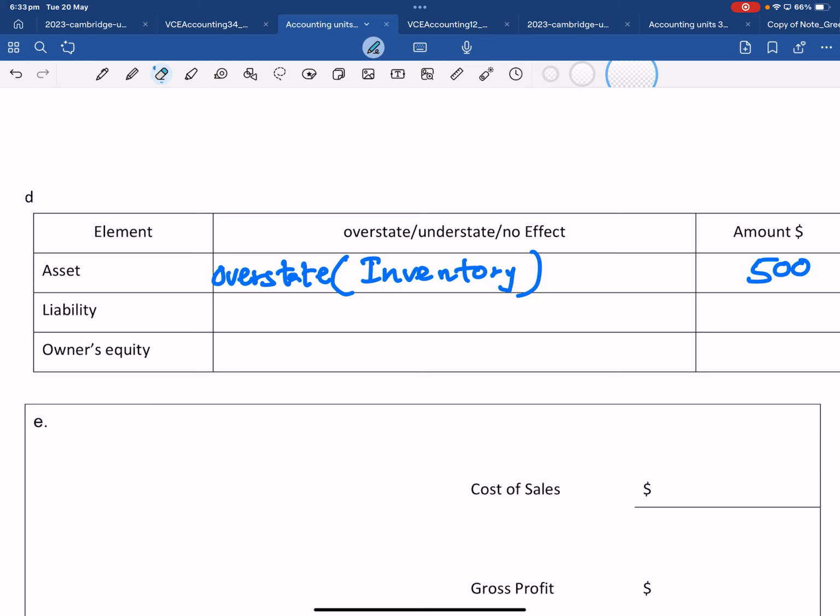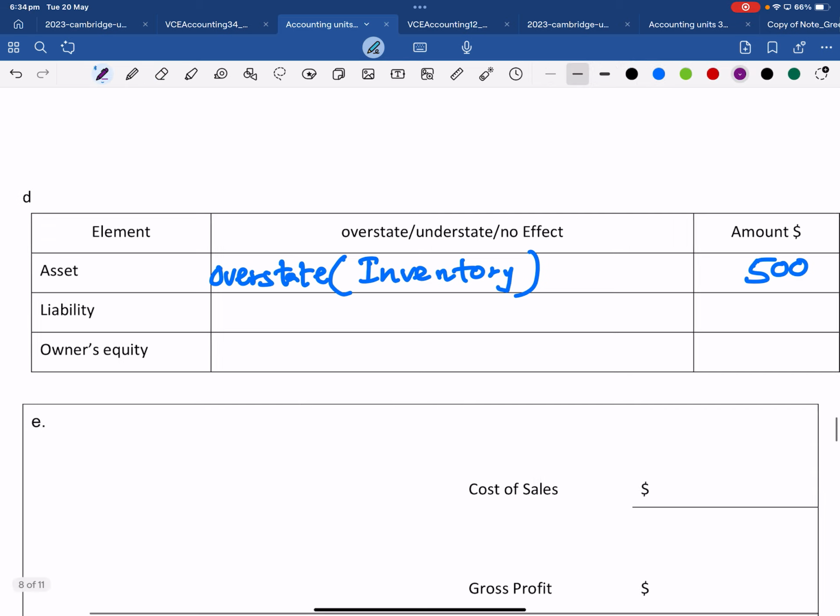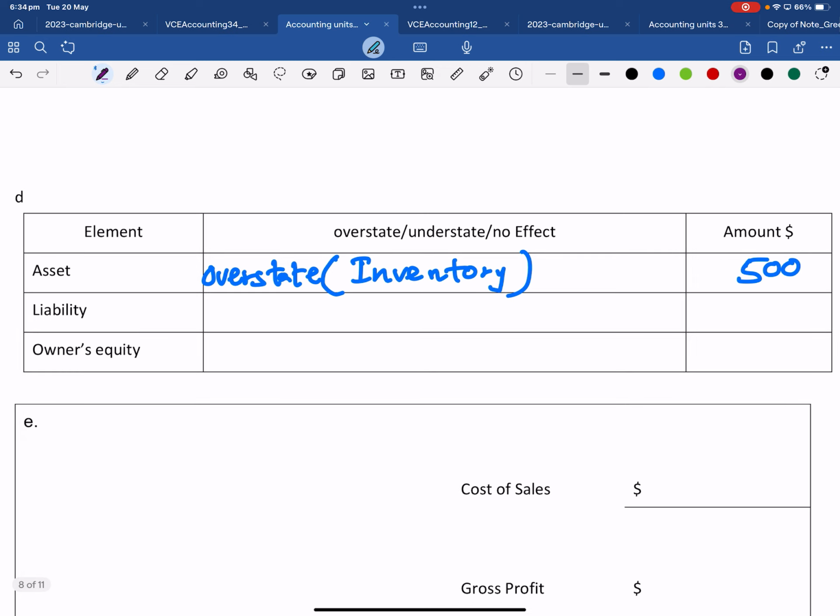Okay. Liabilities, what happens? Liabilities, what do you write? No effect. Do you have to write it? Yes. No effect. Owner's equity. Now, if you are not 100% sure, just leave space to write overstate or understate, and then let's start the rest.